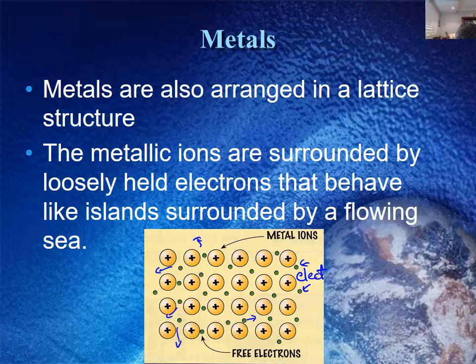When you apply a potential difference between the two ends of the metal, then you get them all flowing in the same direction, and hence you get conductivity. This sort of arrangement is often described as islands. The cations, the positive ions, are little islands in a sea of electrons. So all of these electrons just sort of moving randomly around these metallic ions. But we'll look at metals in a little more detail in a future video.